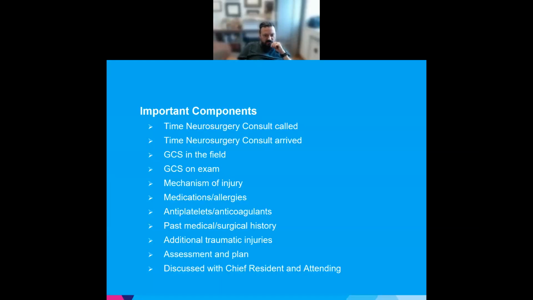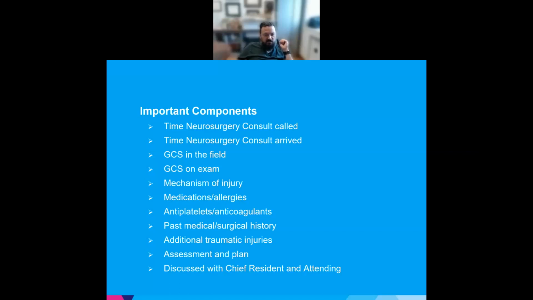So, shifting gears a little bit, there are some important components about consult notes that I wanted to reiterate, partly because it's our ACS trauma reporting year. We still have a couple more months in our reporting year, and then we'll be doing our re-verification in the spring. It's important that we always fill out the time that the neurosurgery consult was called and the time that we arrived at the bedside to evaluate the patient.